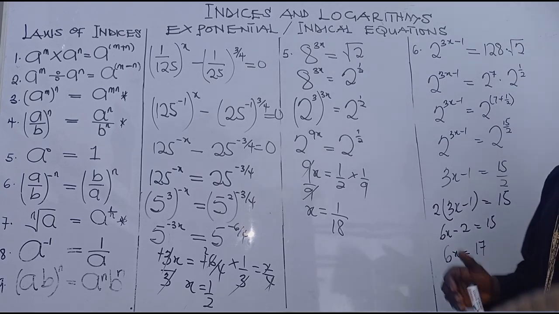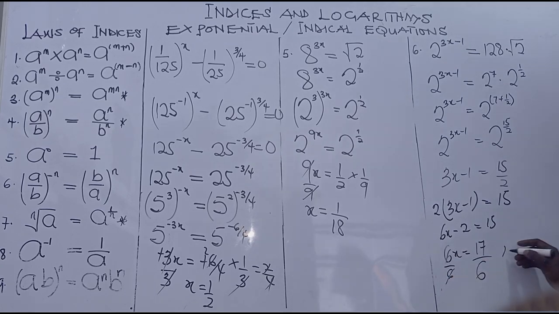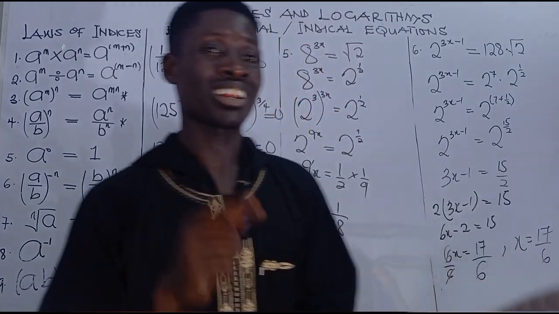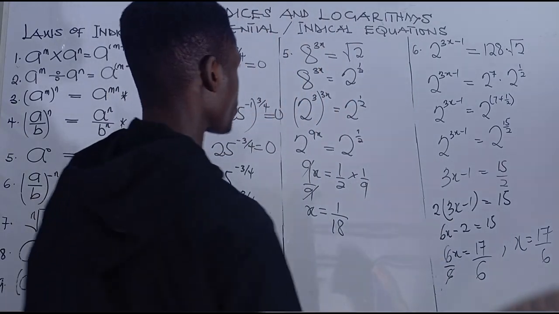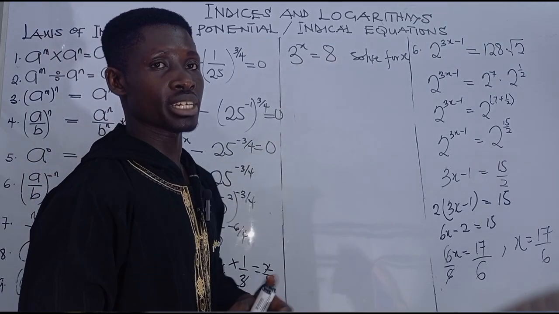We are looking for x. So we divide both sides by 6. This and that will go. We have our x to be equal to 17 all over 6. As easy as A, B, C, D. Let's look at our last example. Now we have 3 raised to the power x is equal to 8.